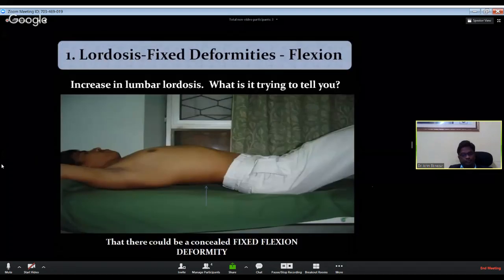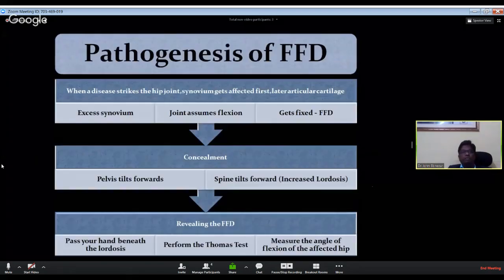Let us take this one first. The fixed flexion deformity. If you find that when the patient is on the bed he has an increased lumbar lordosis, then we can be pretty sure that the patient has a fixed flexion deformity. What is this increased lumbar lordosis trying to tell you? It is flexion deformity.